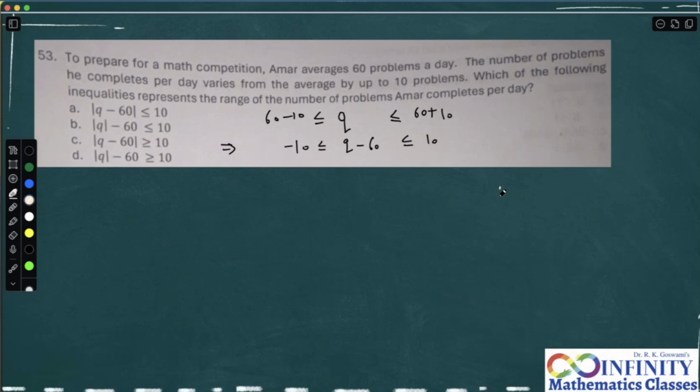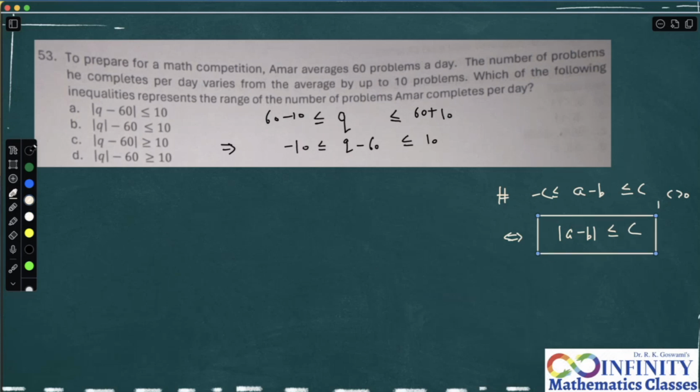Always remember, whenever the situation is like A minus B is less than or equal to C, where C is a positive number, it is equivalent to write minus C less than or equal to A minus B less than or equal to C. So that means it is equivalent to write Q minus 60 is less than or equal to 10 there. So my answer should be part A. Any confusion? No, sir. Okay.